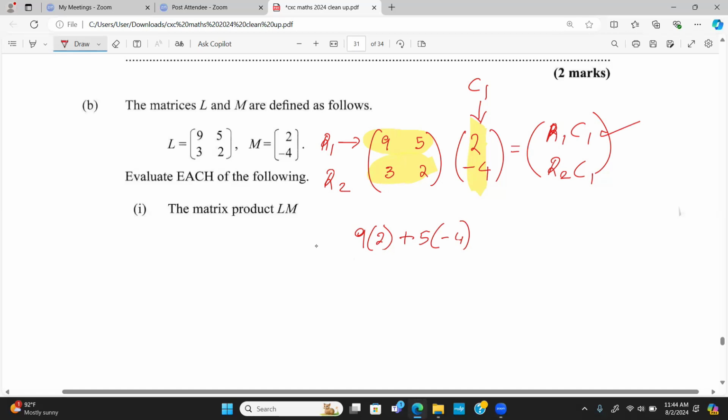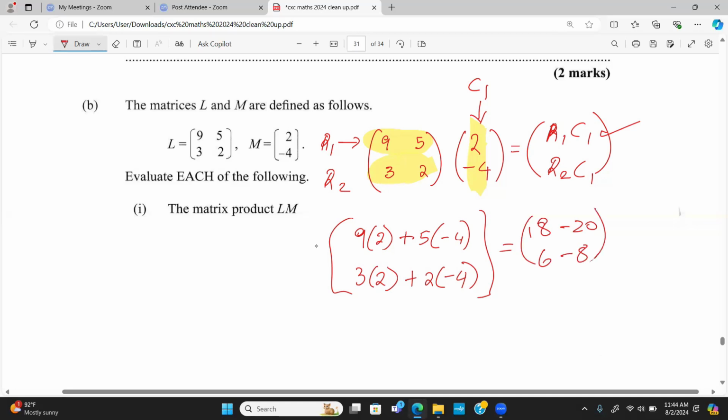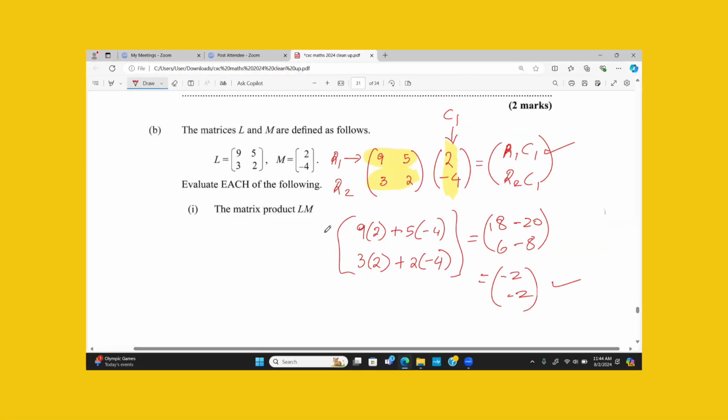Since row 1 has exhausted the one column in the second matrix, we now move to row 2, which is 3, 2. So it's going to be 3 times 2 plus 2 times negative 4. So this is our response. Let us finalize this. This is 18 minus 20, and this is 6 minus 8. Finally, we're looking at negative 2, negative 2. All right, so that's the response from that matrix product.